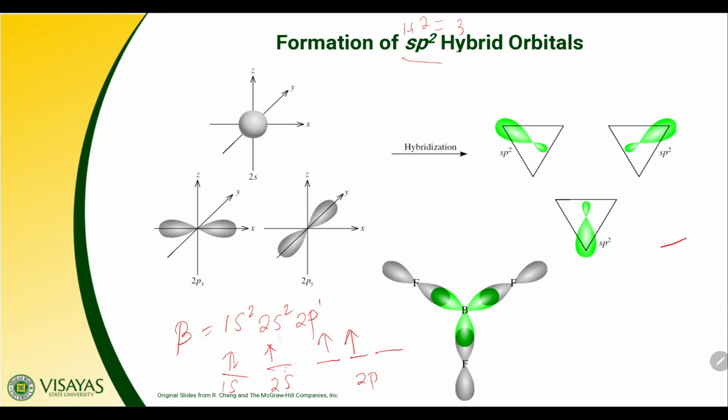After it gets excited, the s orbital here mixes with the 2p orbitals, which have 1 electron each, to form sp2 hybrid orbitals. And these sp2 hybrid orbitals are the ones which overlap with the p orbital of fluorine to form the covalent bonds in boron trifluoride.